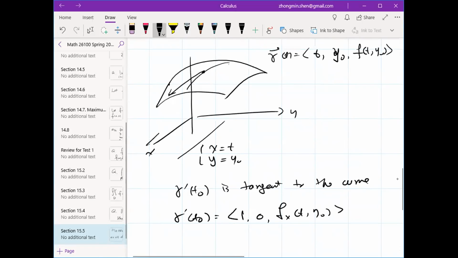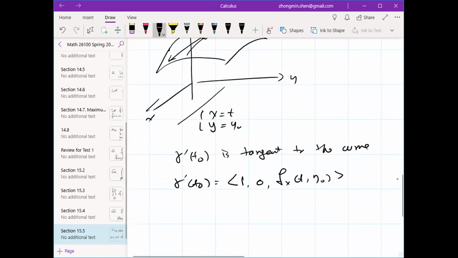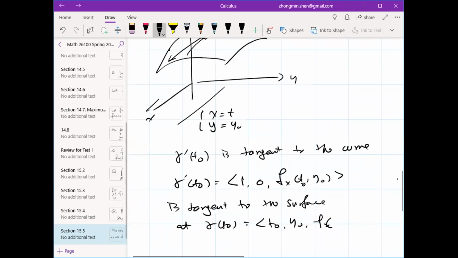Okay, so that's the reason this is a tangent vector to that particular point. This is a tangent to the surface. That is a point on the surface. So it's (t0, y0, f prime, f(t0)), and (t naught, y naught).